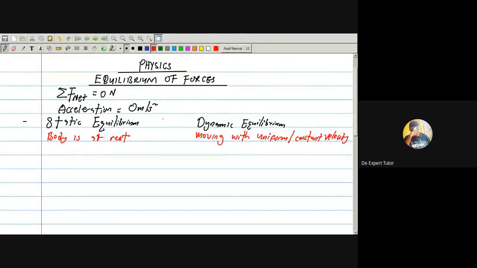Now pay attention. If a body is moving in a straight line, I mean the body is not rotating, like translational motion, then we use this word uniform or constant velocity. But what if the body is moving in a circular path? For that case, we don't say this. We say that the body is moving with uniform angular velocity.